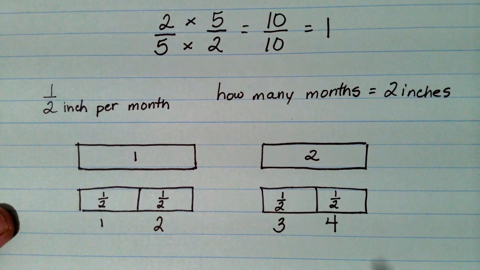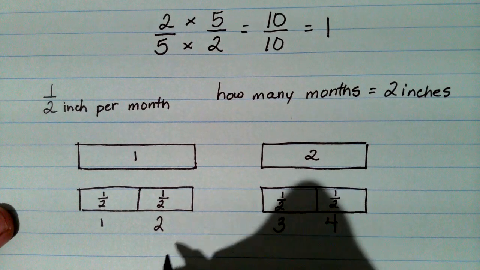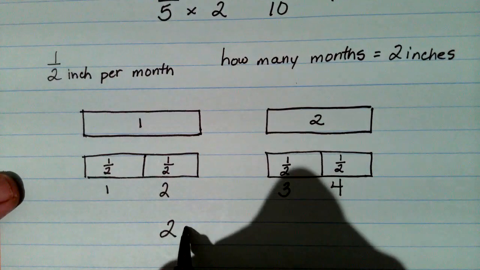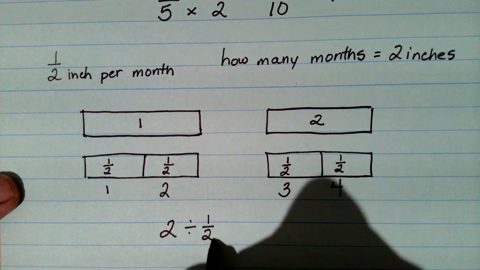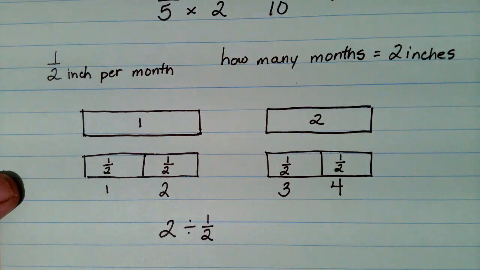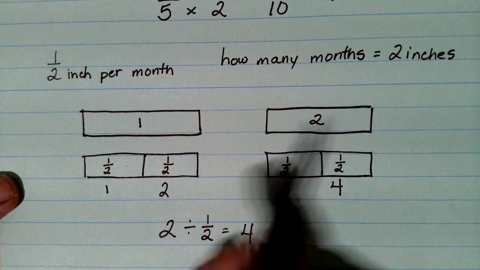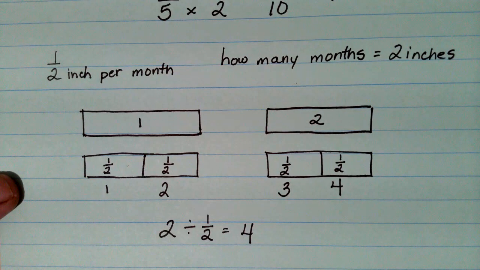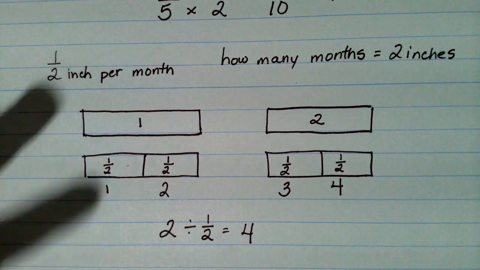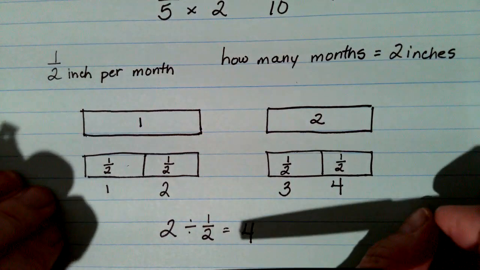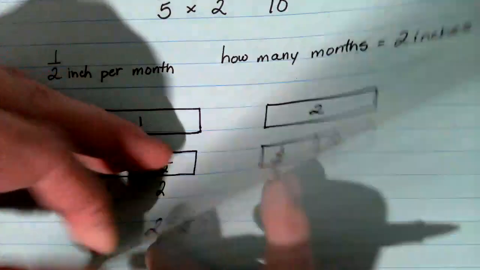So when we look at this, the number sentence that represents this is 2 divided by 1/2. If we divide 2 into halves, we get 4 halves. So it would take 4 months for hair to grow 2 inches if it grew 1/2 an inch per month. All right, let's look at another example.